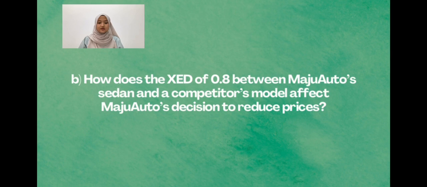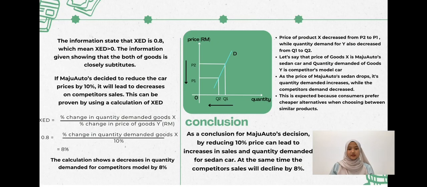How does the XED of 0.8 between Maju Auto Sedan and a competitor model affect Maju Auto's decision to reduce price? By the question, the information states that XED is 0.8, which means XED is more than 0. The information shows that both goods are close substitutes. If Maju Auto decides to reduce the car price by 10%, it will lead to a decrease in competitor sales. This can be proven using the calculation of XED. By using the formula given, we can conclude that the decrease in quantity equals 8%.